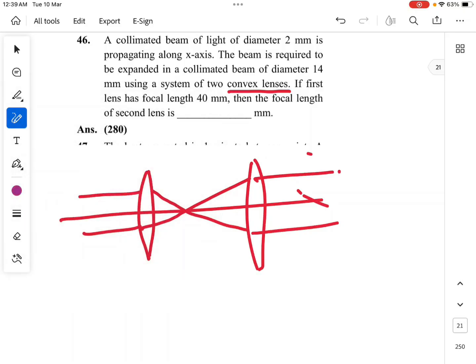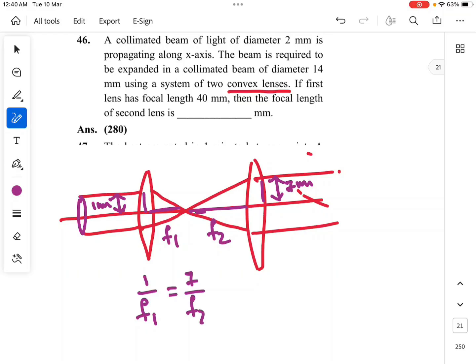Now he says this is 1 mm because the diameter is 2 mm. This is the diameter, 2 mm. So 1 mm is the radius, you can say. And this is 7 mm because the diameter is 14 mm. Now this is F1 and this is F2. So 1 divided by F1 must be equal to 7 divided by F2. Similar triangles. So that will give you F2 equal to 7 times F1. That is 280 is the answer.